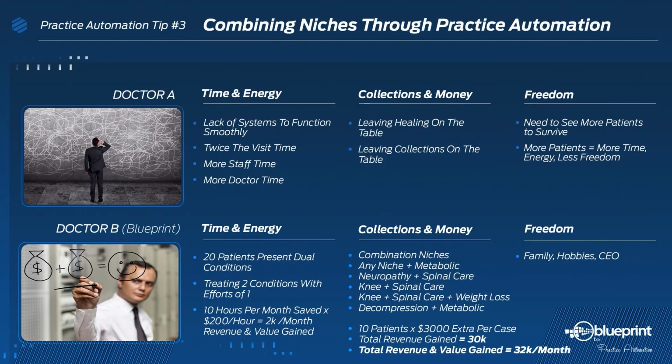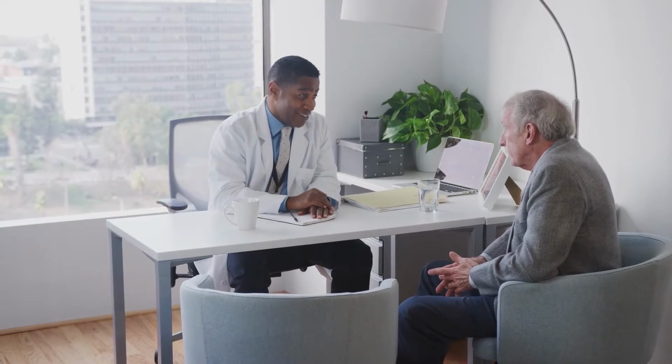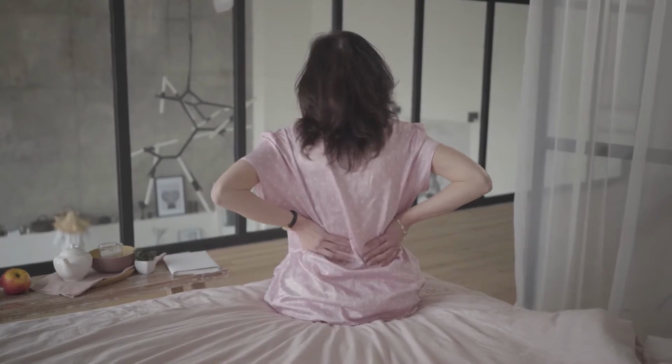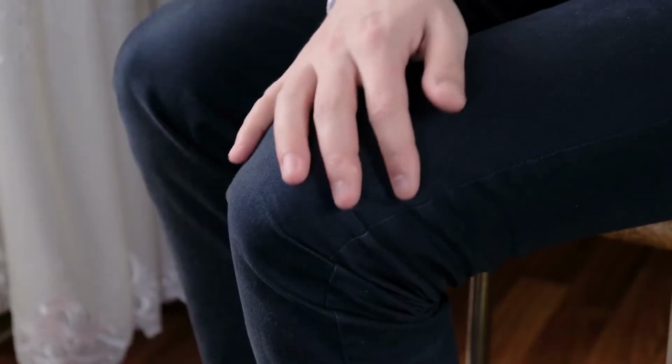Dr. B, on the time and energy, let's do a very simple math. 20 patients per month have dual conditions. Very realistic. Most people have more than one thing going on. Most people that have low back pain are overweight. Most people that have knee pain have a lumbar problem.